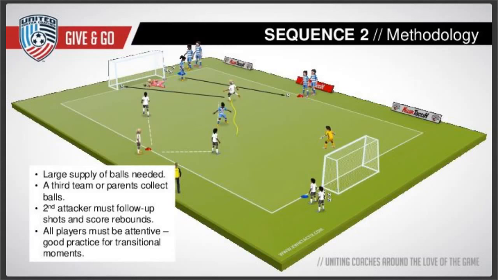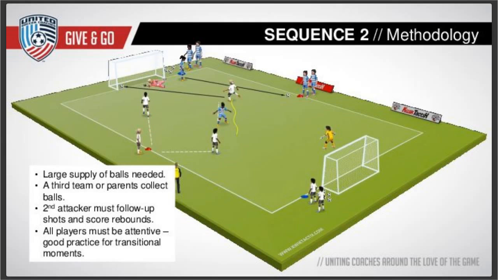So a few of the things we should think about in the second sequence. Firstly, let's always think about large supply of balls, and also think about how you're going to keep the flow of the activity going if it's going to last for 5 minutes. One way to do it is to have a third team that collects the balls, or having parents to help you.